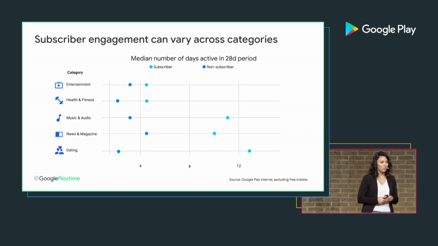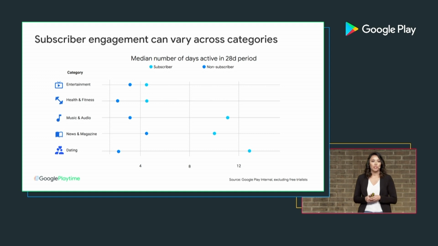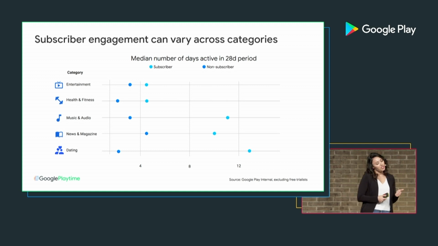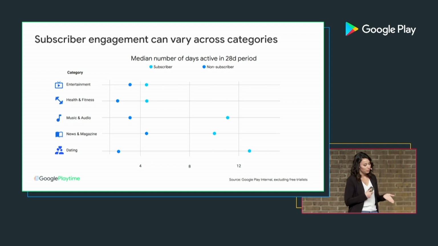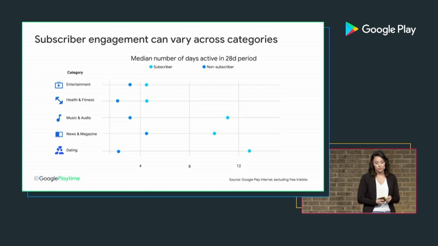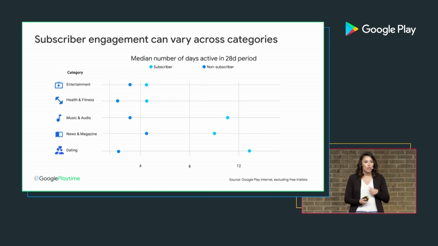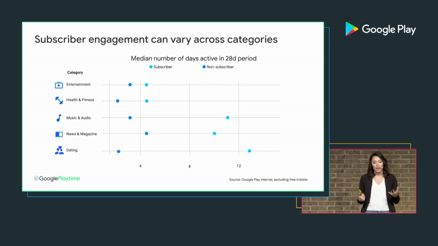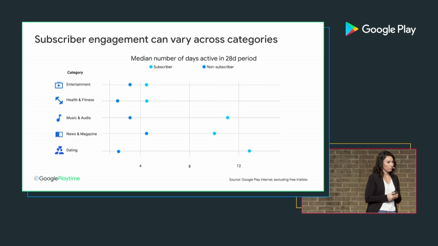So now we're looking at the median number of days that a user is active in a 28-day period for the subscriber and non-subscriber populations across 5 categories. And what I want to do is go through the variance between the two populations by category. So we can see that the entertainment category and the health and fitness are seeing similar engagement for both the non-subscribers and subscribers. There's a close gap between the two. So even those that do see the value in converting, they're still not utilizing these apps as daily destinations. But categories like music and audio and news and magazine, they see a much larger gap between the two populations. And finally, dating sees the most drastic difference between subscribers and non-subscribers.